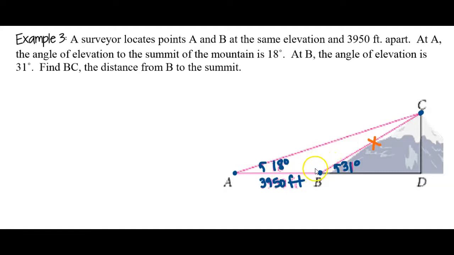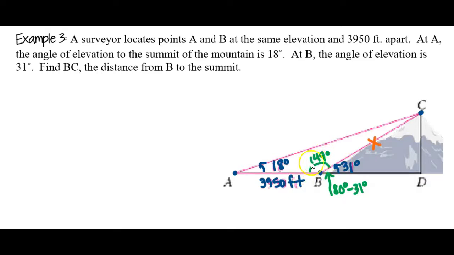Well, if you think about supplementary angles, we know from here all the way to here is going to be 180 degrees, and we already know this piece is 31 degrees. So if we want to get this piece right here, all we're going to have to do is take 180 degrees and subtract 31 degrees. So that would leave this measure to be 149 degrees.